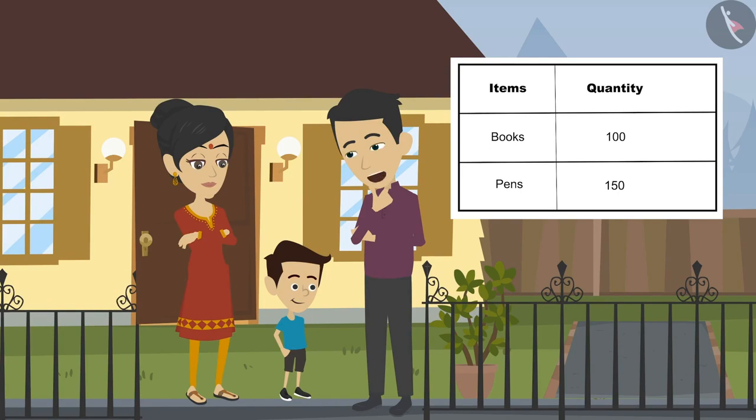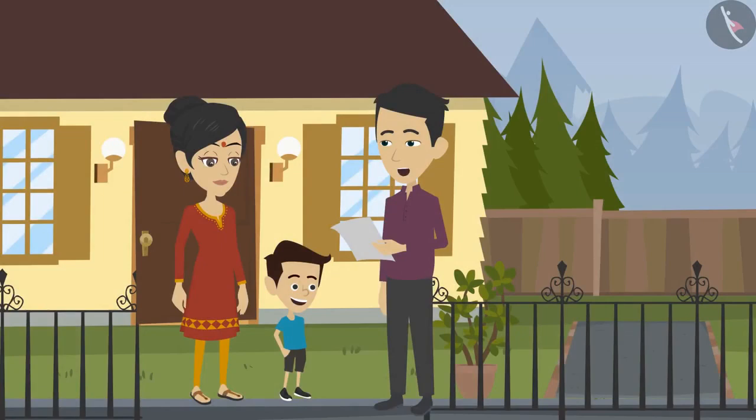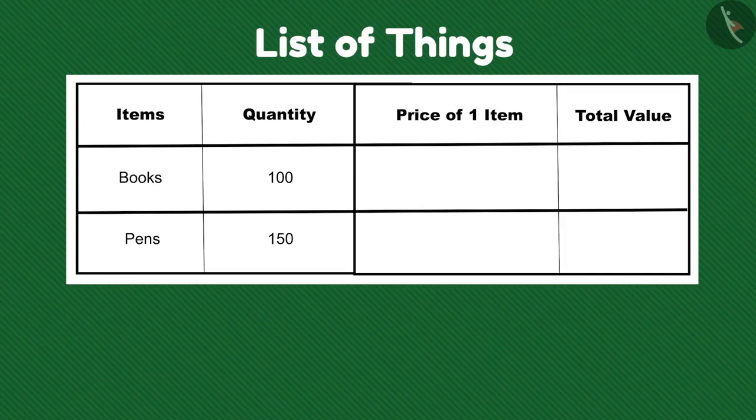Son, before starting any work, we need to make a list of things we need for that work. Using that list, we will be able to identify how much money is needed to start the work. For instance, I made this list. I have entered the number of items I need, but I need to enter the amount. Then I will get to know how much money is required to buy the things.